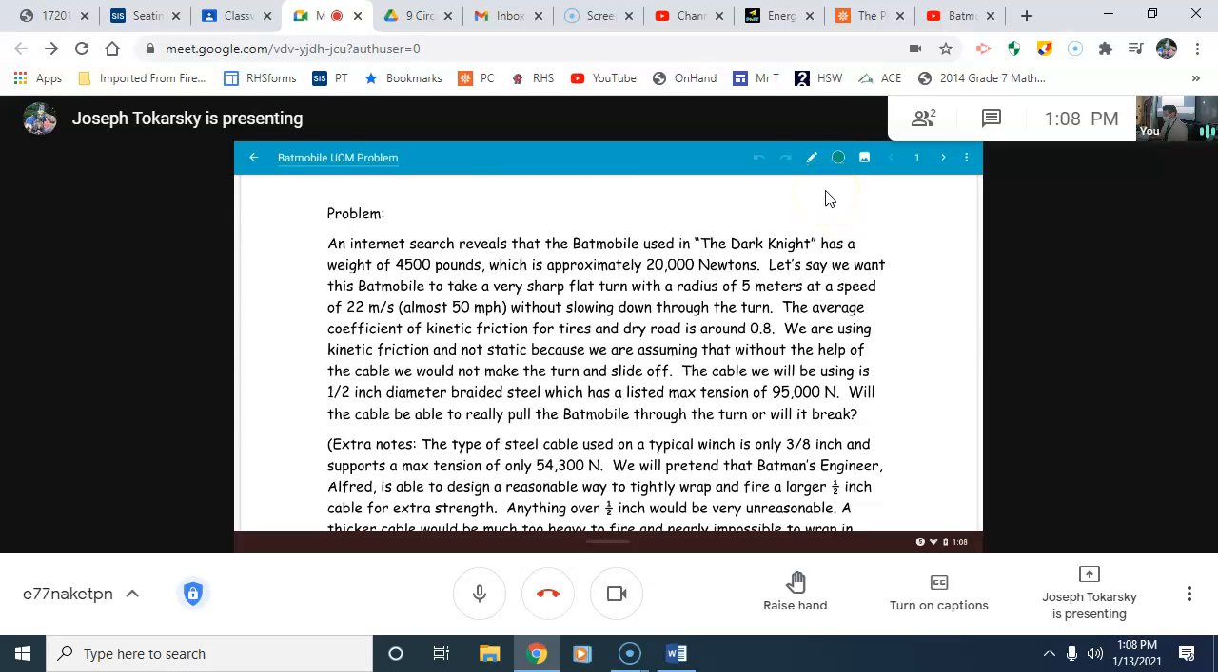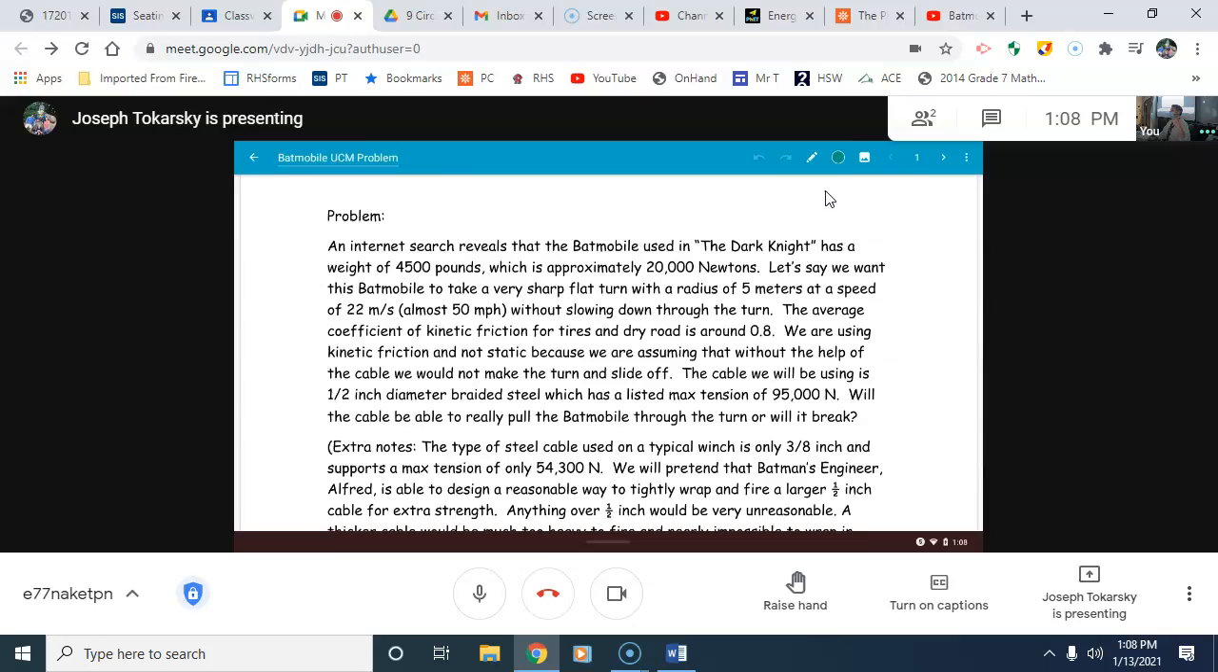We want the Batmobile to take a very sharp flat turn with just a small radius of a 5-meter turn. That didn't look like a very big radius, right? That post at the middle of the turn that the grappling hook grabbed onto was pretty close to the Batmobile. It was a very, very short, tight turn. And it was going pretty fast, right? And that's why it needed the help of the grappling hook. And I estimated probably around 50 miles per hour, which is 22 meters per second, metrically, without slowing down at all to take the turn.